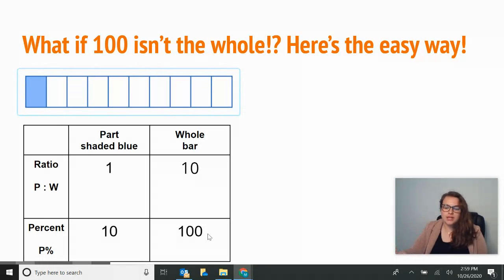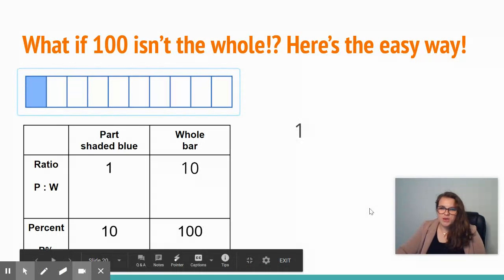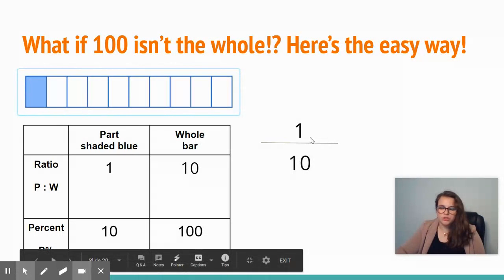And now that you understand kind of the way how to do the long way and you understand why you do it, I can teach you the trick. Here's the trick. Instead of setting it up like a ratio table, you can just set it up like equivalent fractions. What? That's an old word. Equivalent fractions just means that you'll write this amount of shaded blue, this part, over the whole, so all the pieces, 10. So you'll do 1 over 10, and we're trying to figure out what percentage that is.